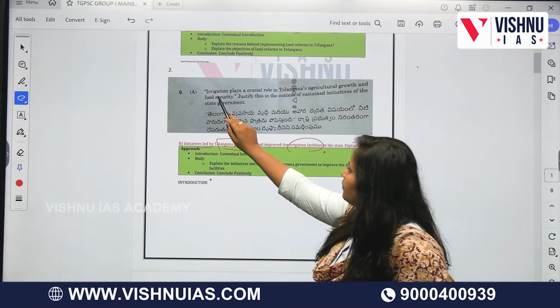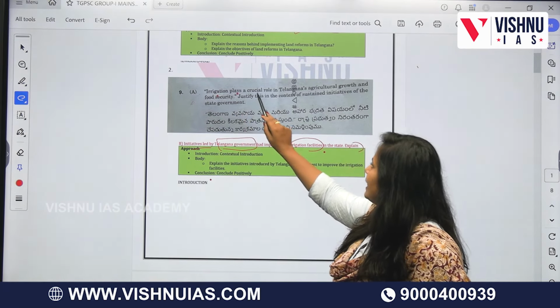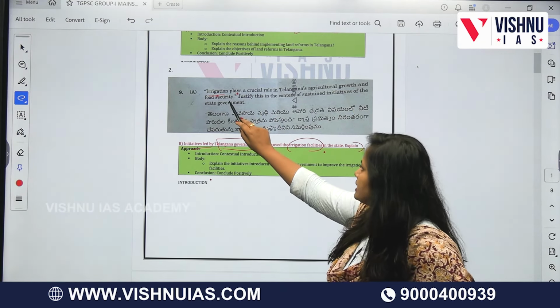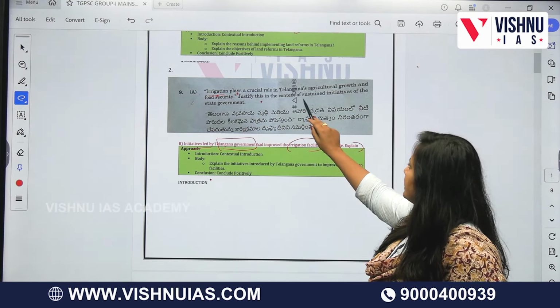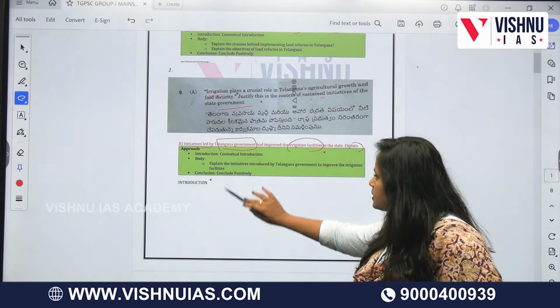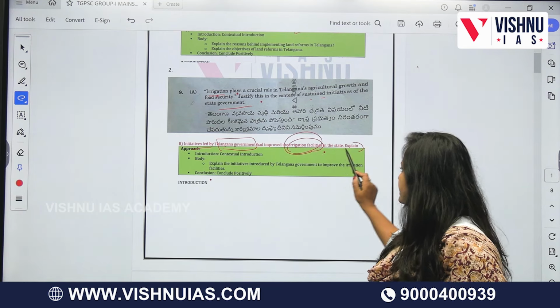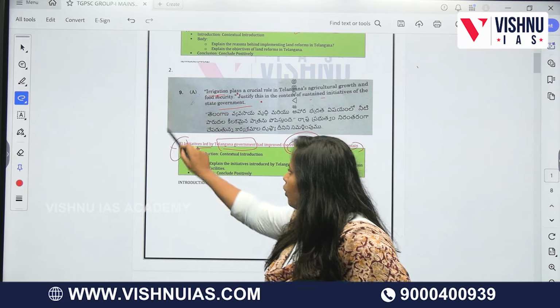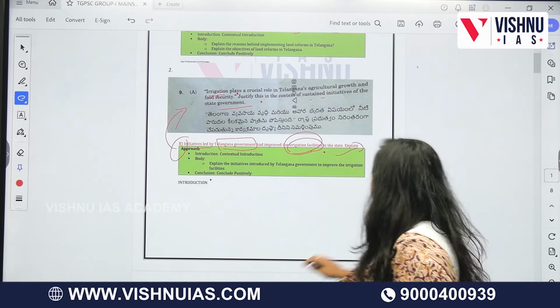Likewise, in the exam question we can see here: irrigation plays a crucial role in Telangana's agricultural growth and food security. Justify this in the context of sustained initiatives of the state government. We made our students prepare for irrigation facilities of the state. One who dealt with this question would automatically deal with that question.